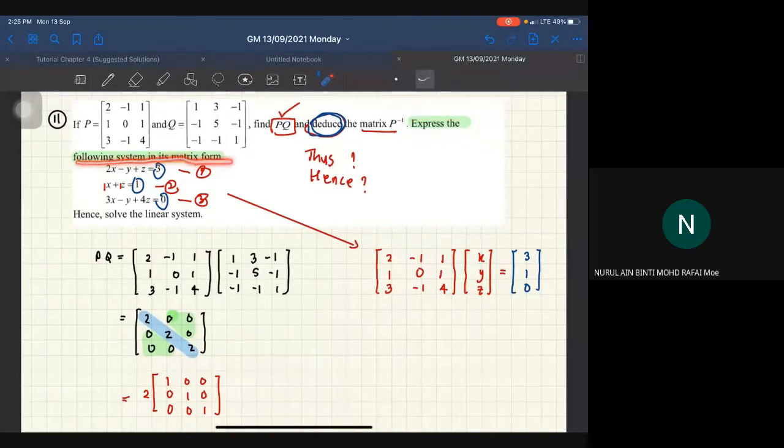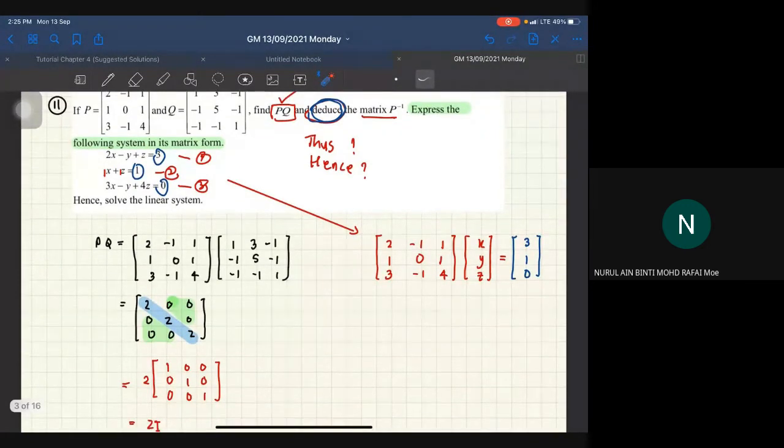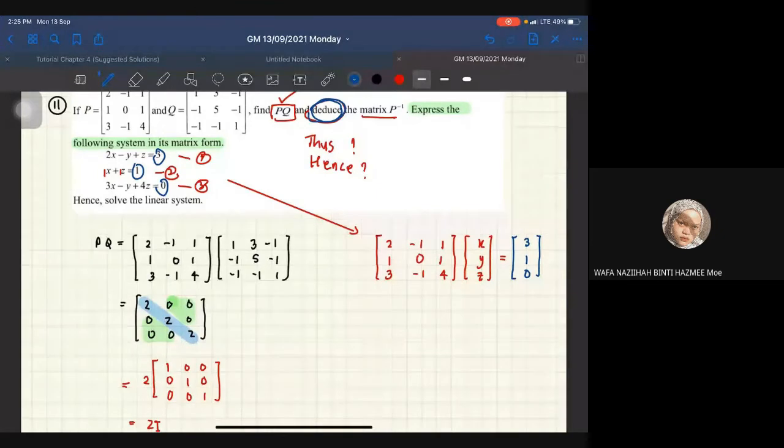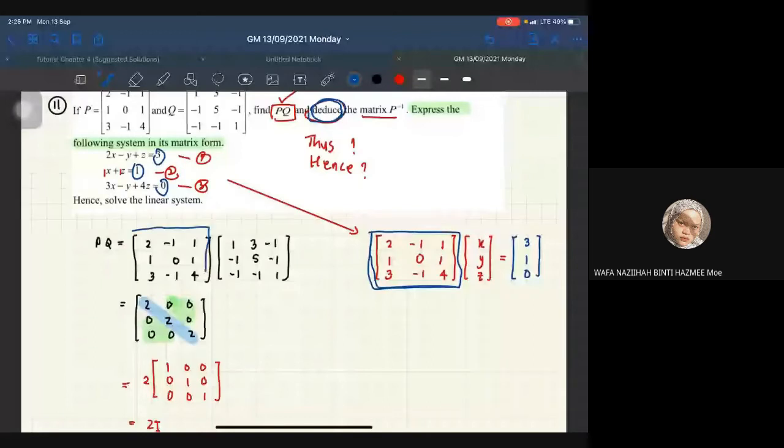So if you look here, what do you notice over here? It is the same as P. Right, okay. So this coefficient matrix actually equals the matrix P we had here. This matrix over here is the same. So we can write it like this: P times X equals B. This one we let be B.